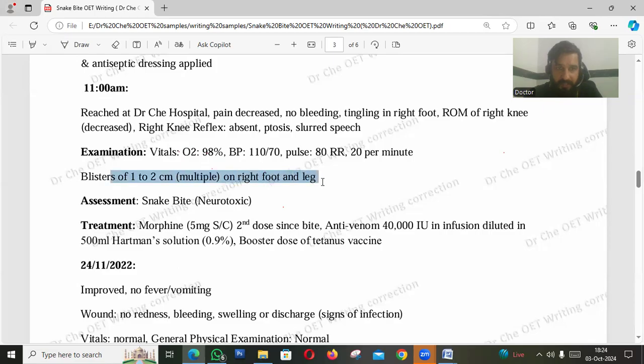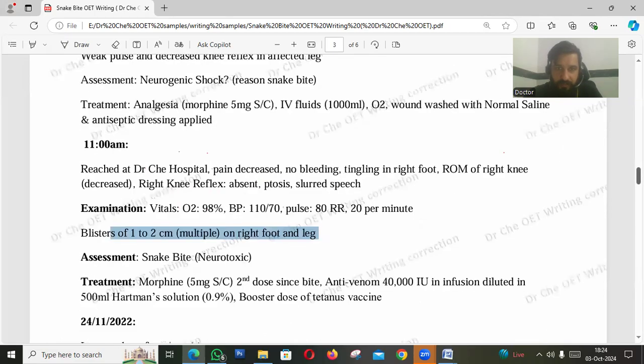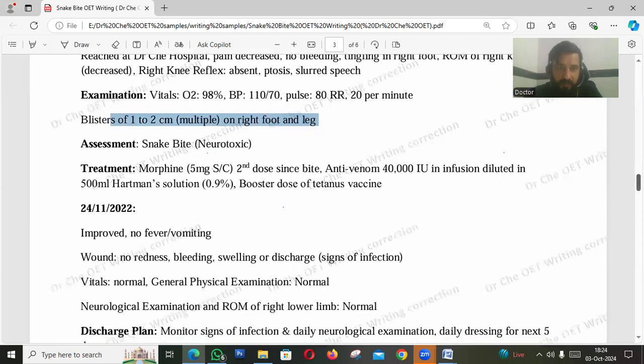There were blisters on the right foot and leg. The assessment at that time is a confirmed assessment, so there is no question mark. Snake bite, and the type of snake bite is neurotoxic.